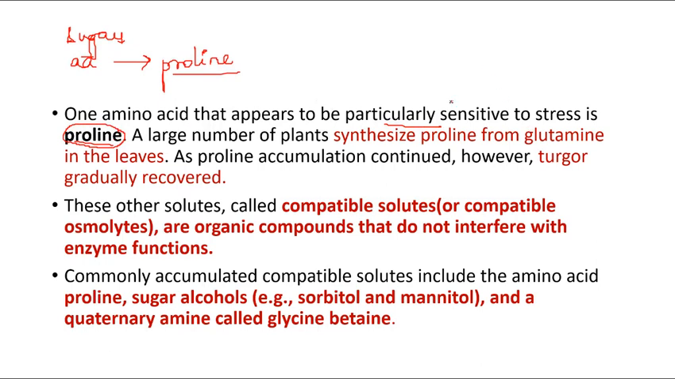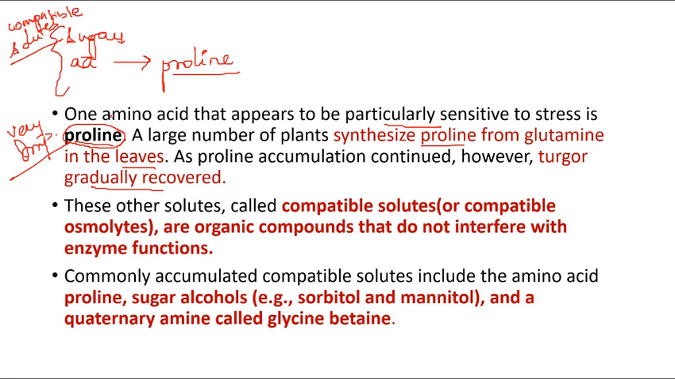There will be the synthesis of proline from glutamine in the leaves. So as the proline is accumulated, the turgor is recovered. Very important concept. Now these solutes like proline, amino acids, sugars, are the solutes which are accumulated in response to water stress. And these solutes are said to be compatible solutes.